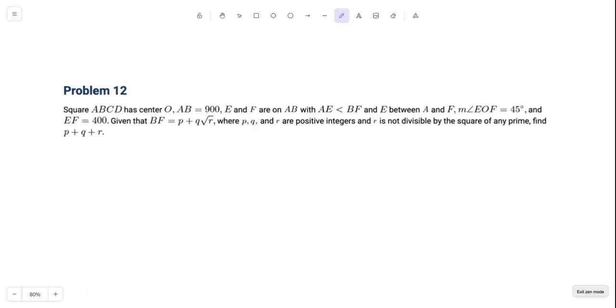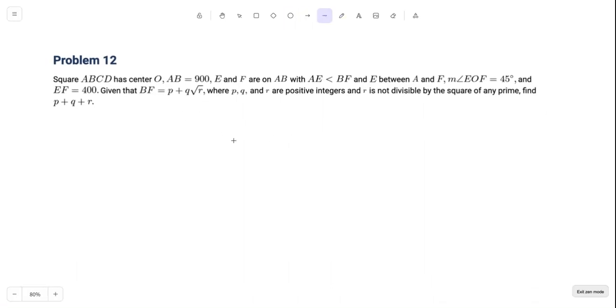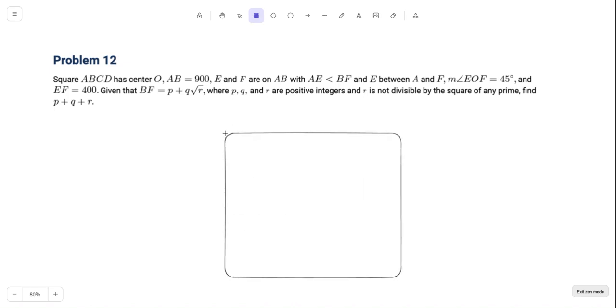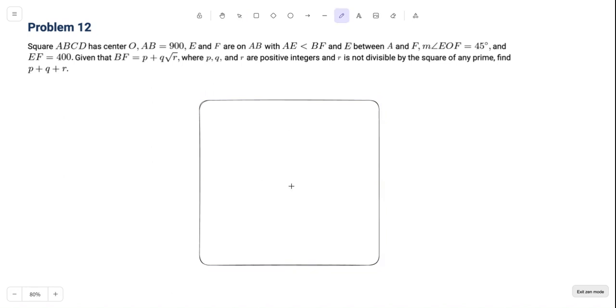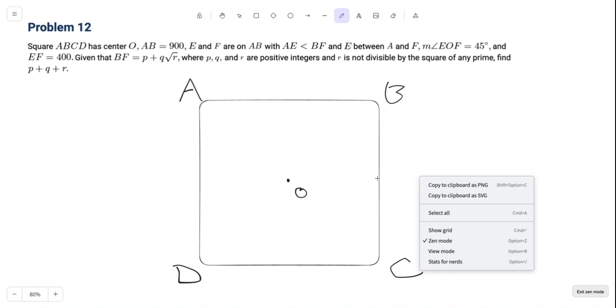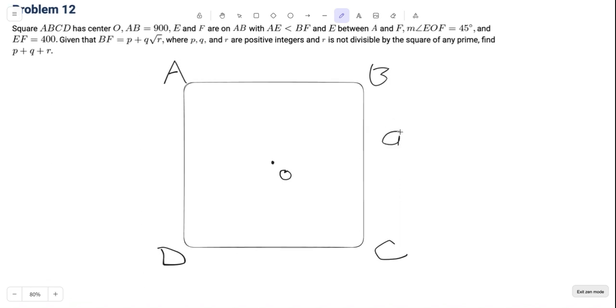I'm going to go over the 2005 AIME II number 12. Square ABCD has center O. I'm going to label the vertices A, B, C, and D. AB equals 900. That's its side length.